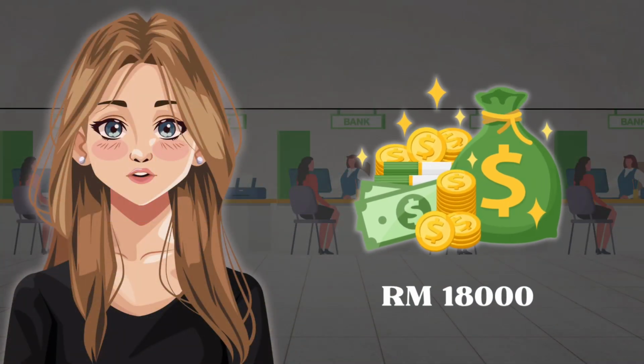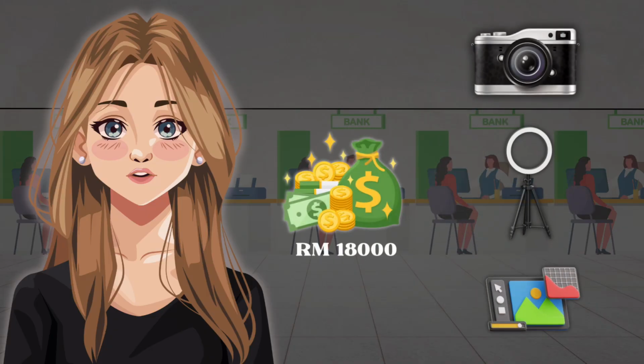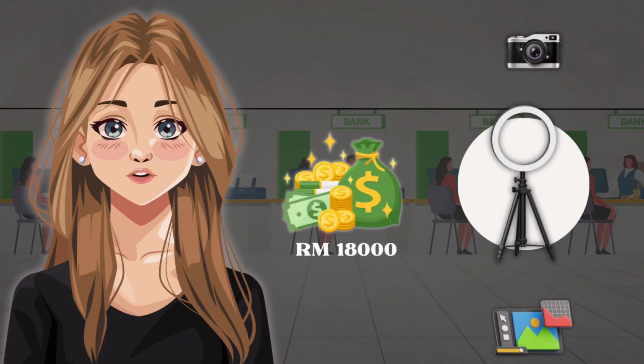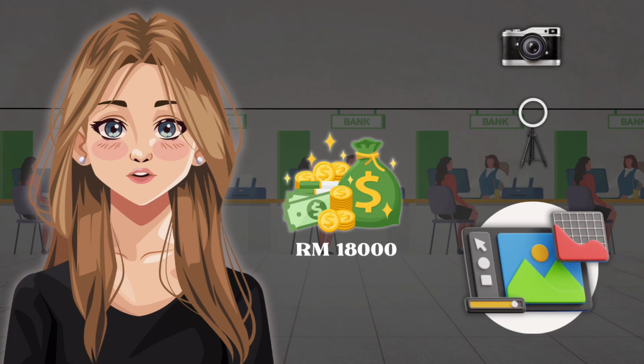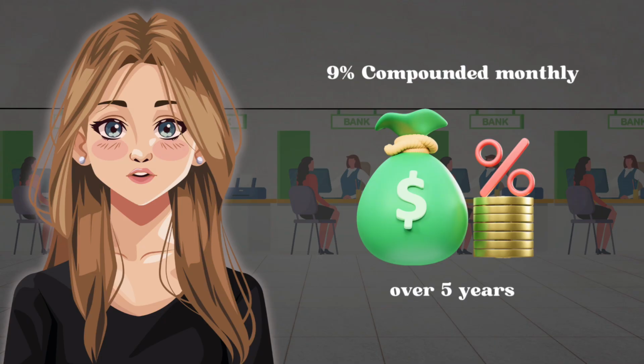Mira borrowed RM18,000 to upgrade her influencer setup: new camera, lights, and editing software. The interest is 9% compounded monthly over 5 years.